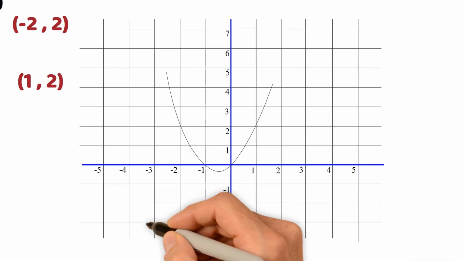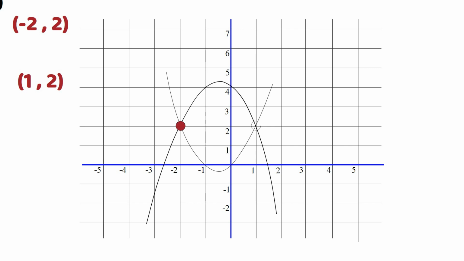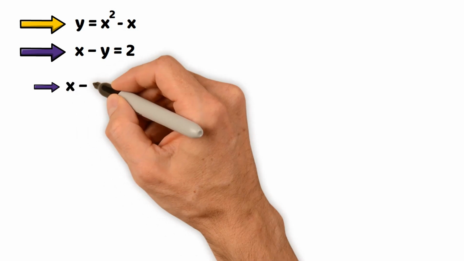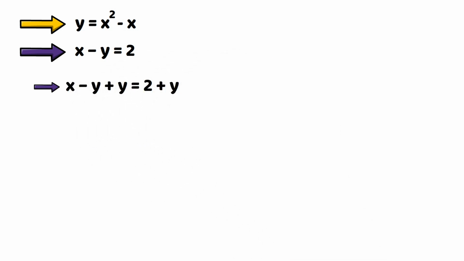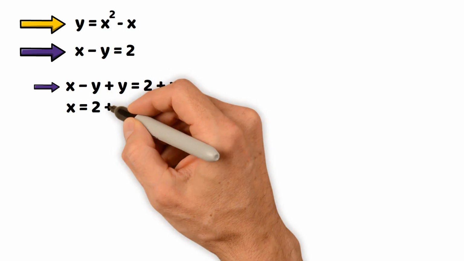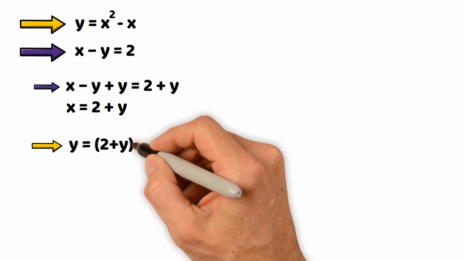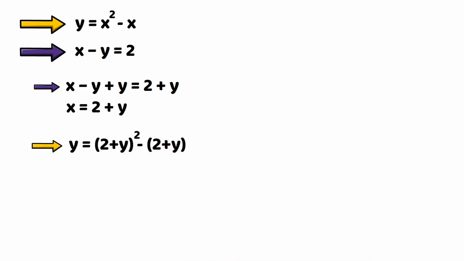Again, by graphing both of these parabolas, we can see those as the points of intersection. Consider the equations y equals x squared minus x and x minus y equals 2. If we solve the second equation for x by adding y to both sides, we find that x equals 2 plus y. Now substitute this into the equation, y equals (2 plus y) squared minus (2 plus y).